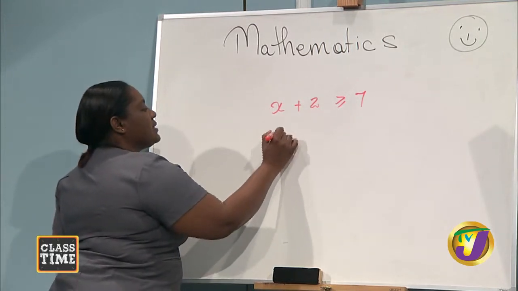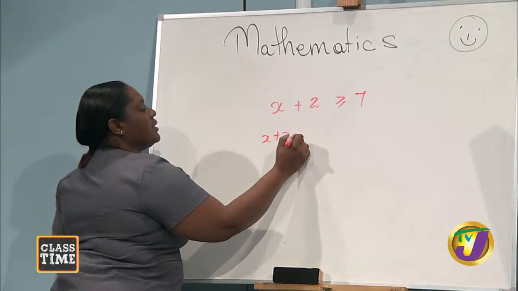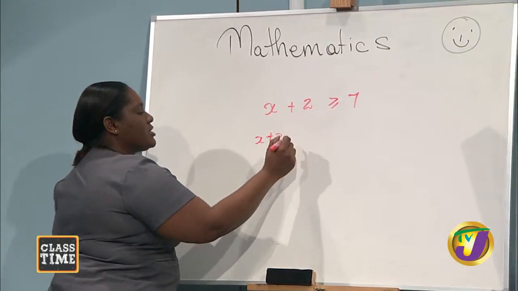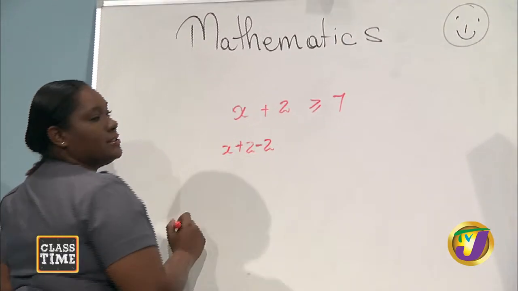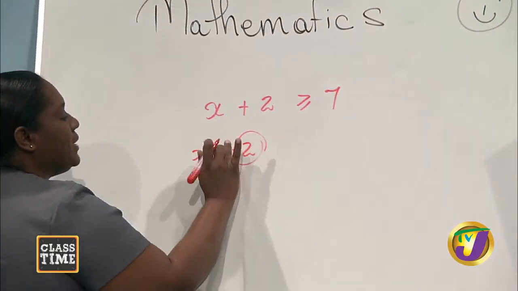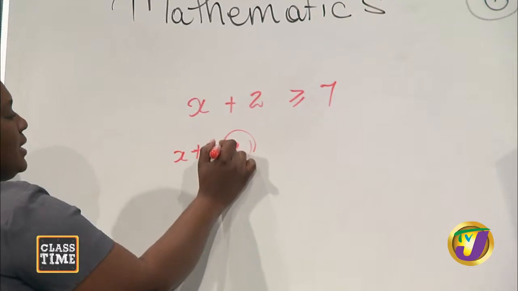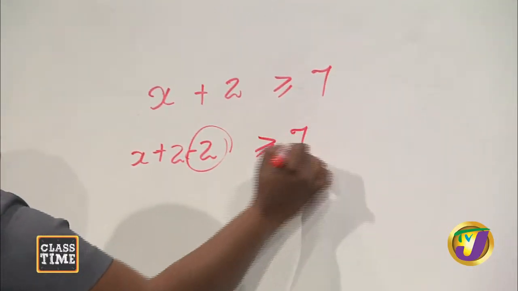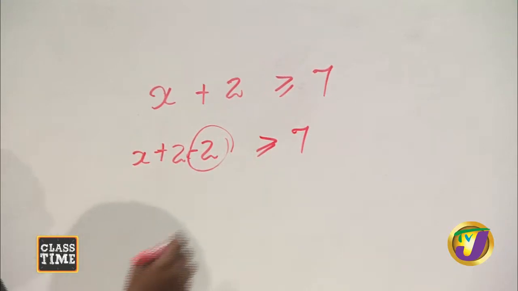So it's x plus 2. And in order to transpose, we're going to carry out the inverse operation. So we are going to be subtracting 2, and this is what we are including in the inequation. So we are also going to be doing it to the right-hand side.